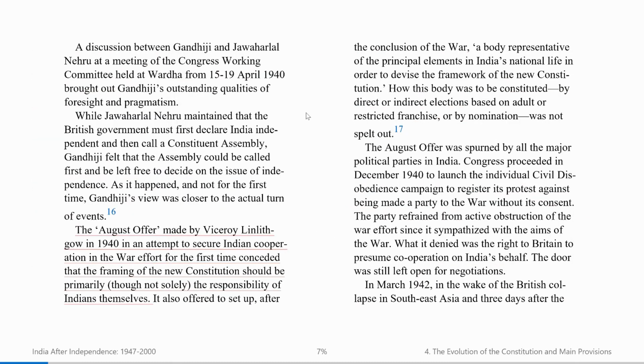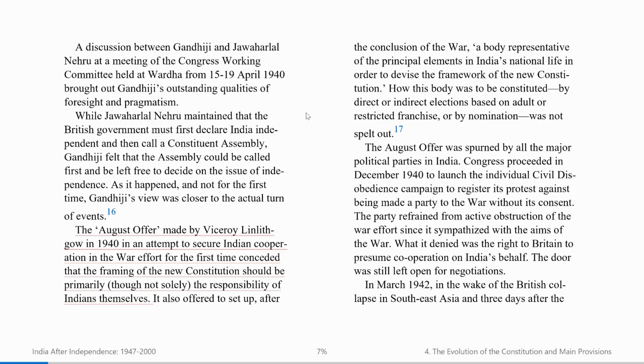But then there were situations which came, and we had the August offer made by Viceroy Linlithgow to secure Indian cooperation in the war effort. It said that we'll give you dominion status, or we'll talk about a constituent assembly after the war, and this was rejected. The Congress proceeded to start the individual Satyagraha movement, and Acharya Vinoba Bhave was the first person to offer it.